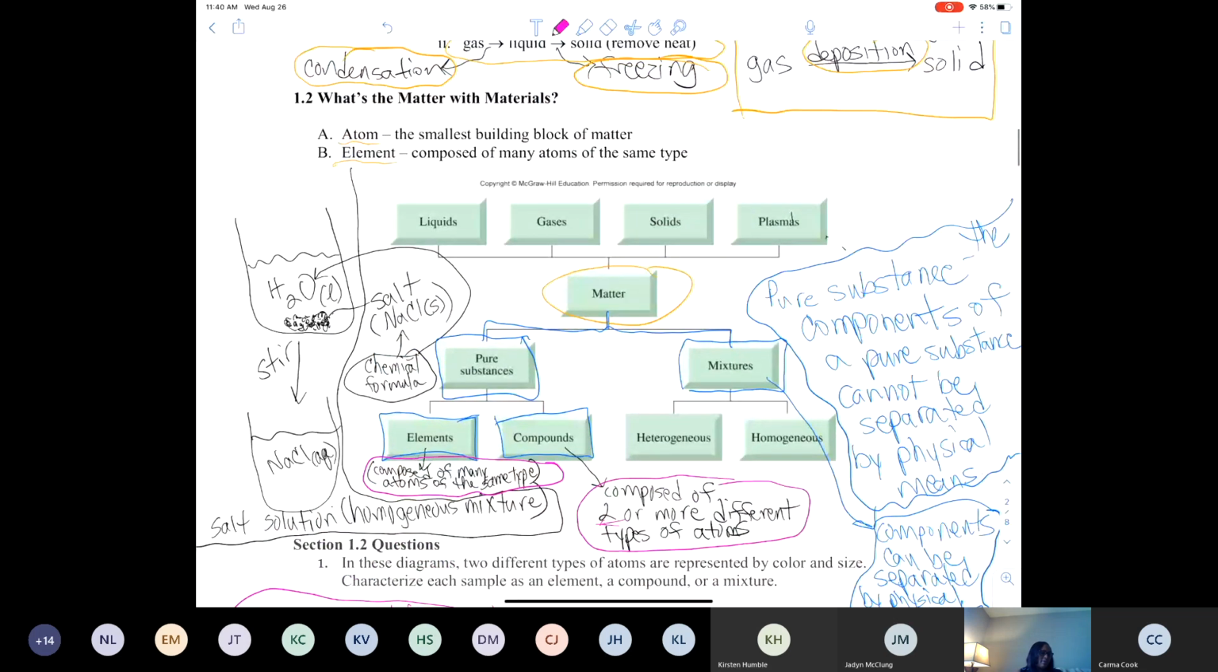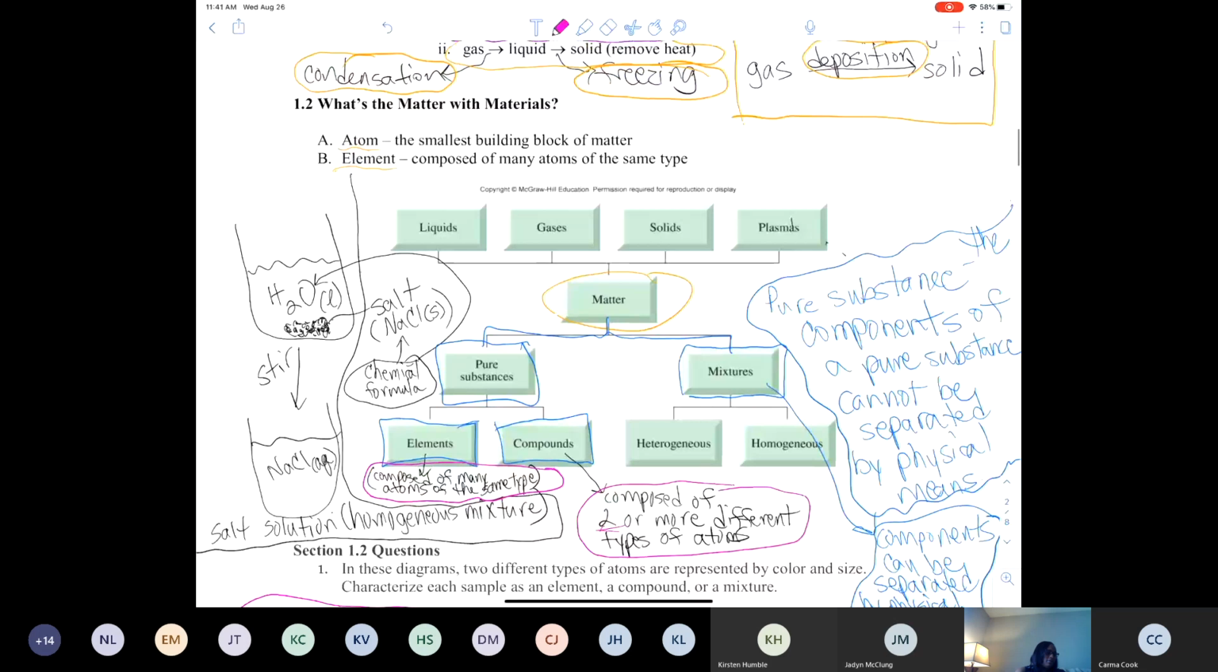Water, H2O, can also be considered a compound because it's made up of two types of atoms. It has hydrogen atoms, two hydrogen atoms in its formula, and one oxygen atom.